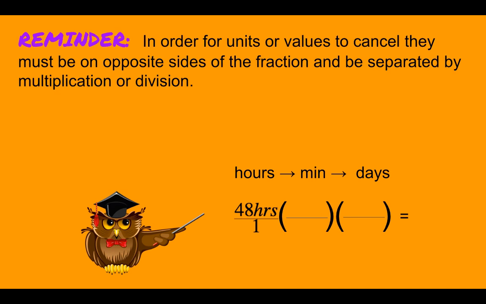However, just as an algebra reminder, in order for things to cancel, they have to be on opposite sides of the fraction, which means one would have to be a numerator and the other would have to be a denominator, or vice versa. And they have to be separated by a multiplication or division function. So you have to keep that in mind, and that's a source of blunder all the time, is that people don't make sure that it's multiplication and division.